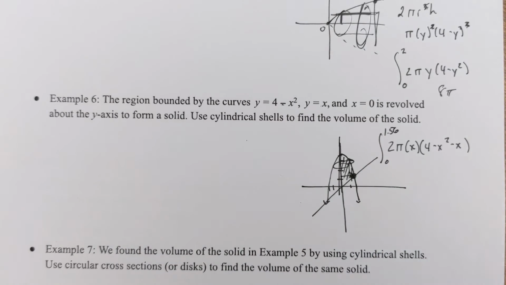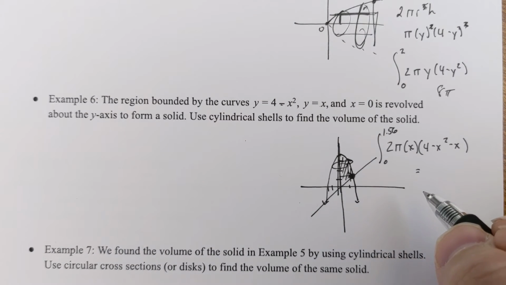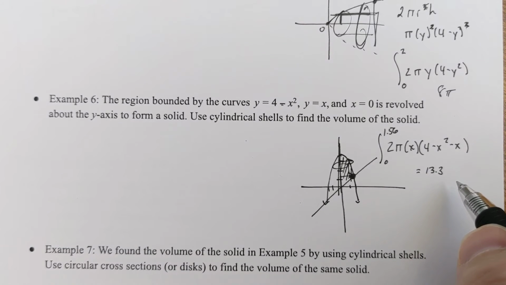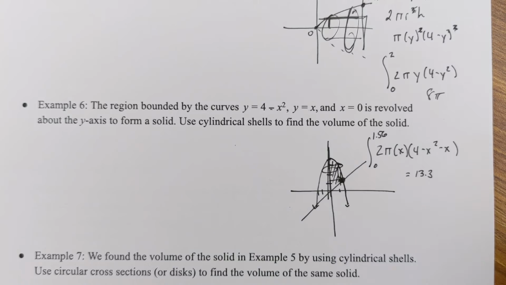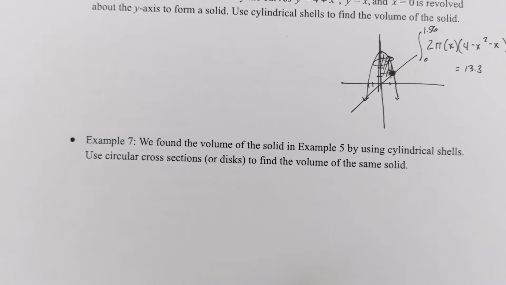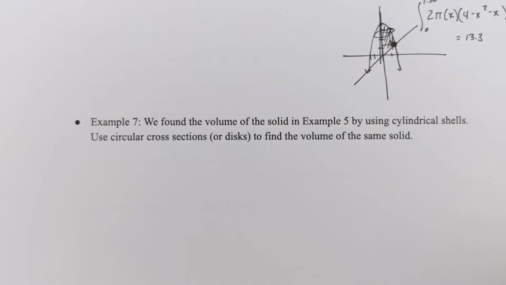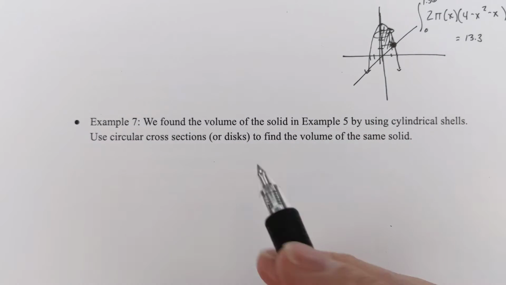And this all goes in my calculator, and the number that comes out is about 13.3. So there you go. I personally do not like cylindrical shells. I would much rather just do the circular cross sections. This you'd have to break into more than one.